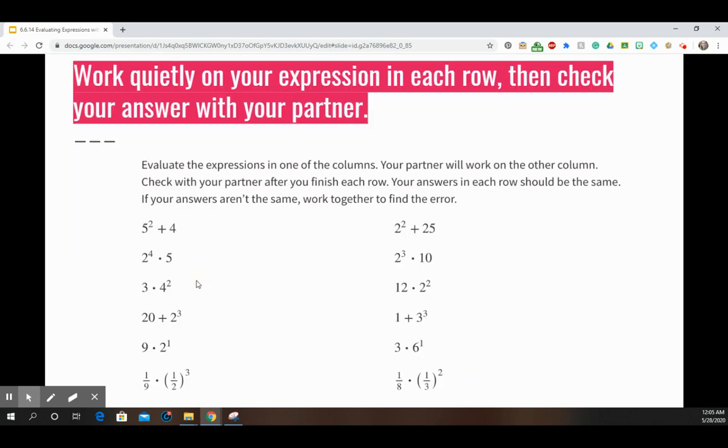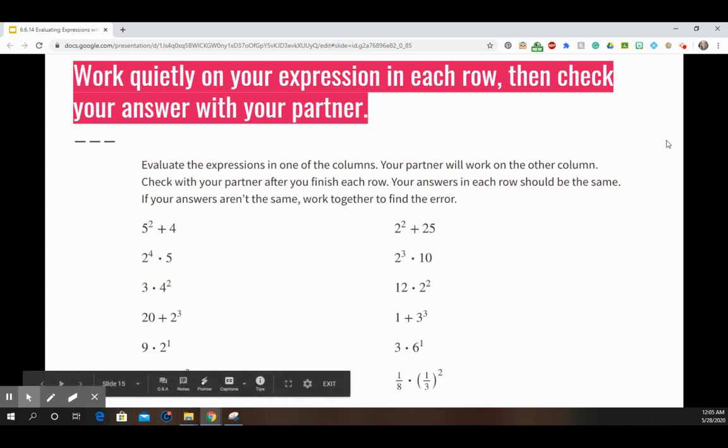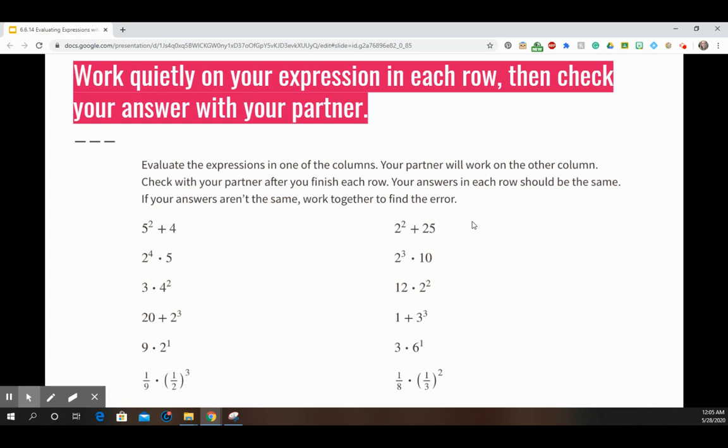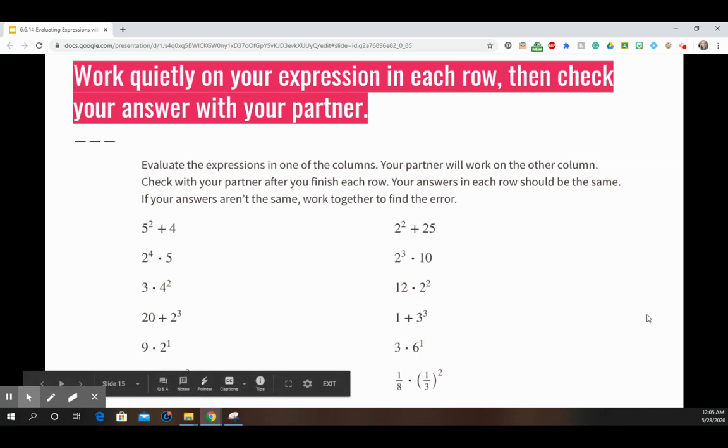Okay, expression explosion. So I'm going to ask you to take about 10 minutes and solve as many of these as you can. If you can only solve one of the columns, that's fine. But if you're a kid that's ready for a challenge, go for both columns, okay? We all got nothing but time in the quarantine, right? So try and challenge yourself to solve as many of these as you can in 10 minutes. Set a timer and really try to get them all knocked out.